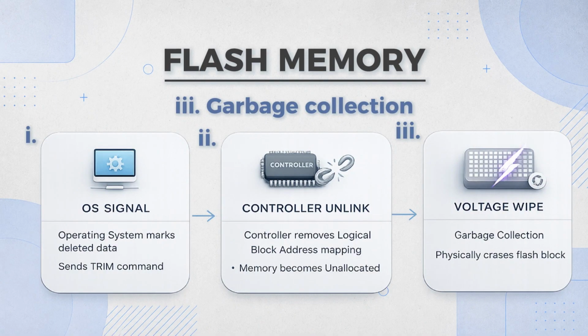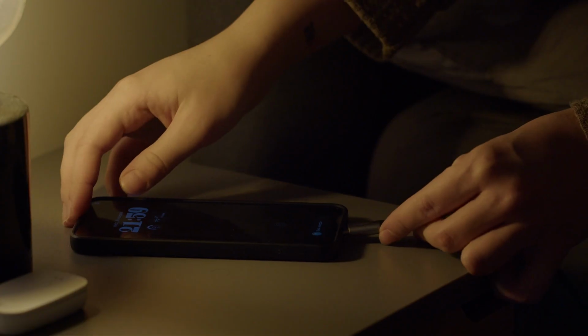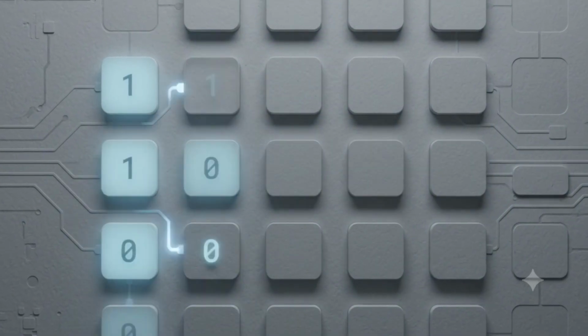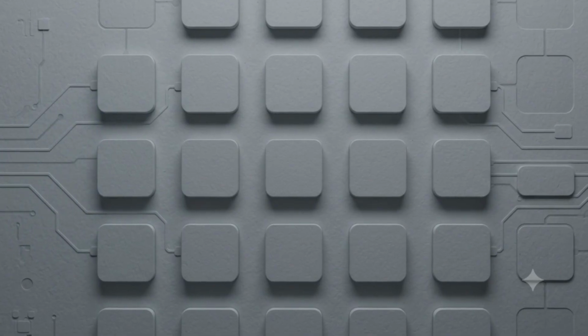Garbage collection. Yes, just like you heard it, that's exactly what happens. When you plug in your phone overnight for charging, garbage collection physically applies an electric voltage to wipe those memory blocks back to a clean binary state. That is why files deleted on modern devices are permanently destroyed within a short time.